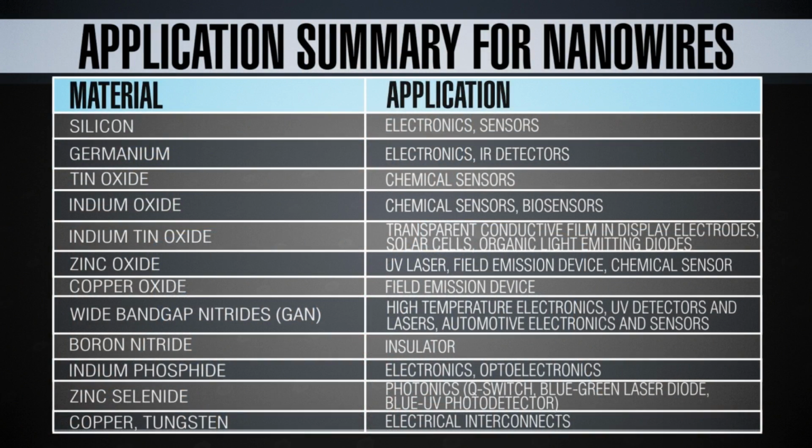Likewise, indium oxide nanowires are being used in chemical sensors and biosensors. Copper oxide has been used in field emission device. Boron nitride nanowires are used as insulator. Indium phosphide nanowires are useful in optoelectronics. So these are all some examples of applications for nanowires.